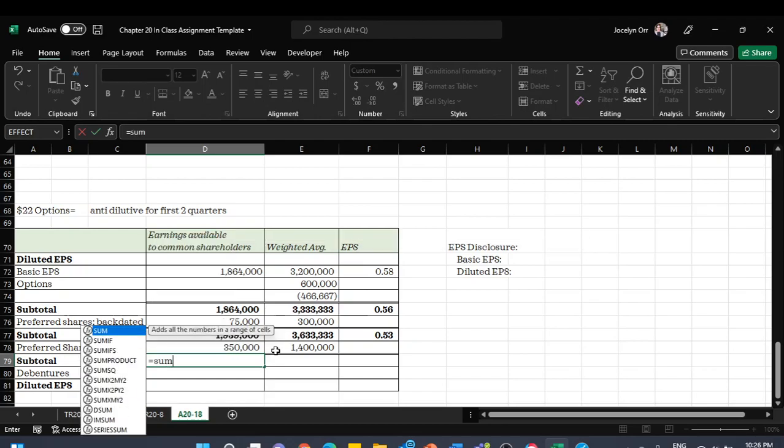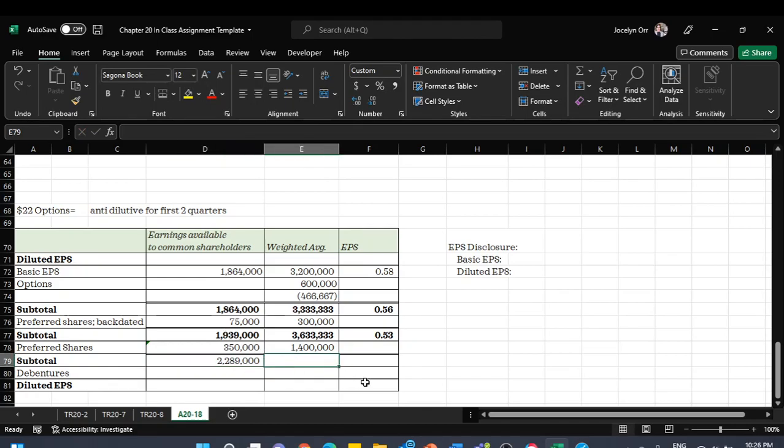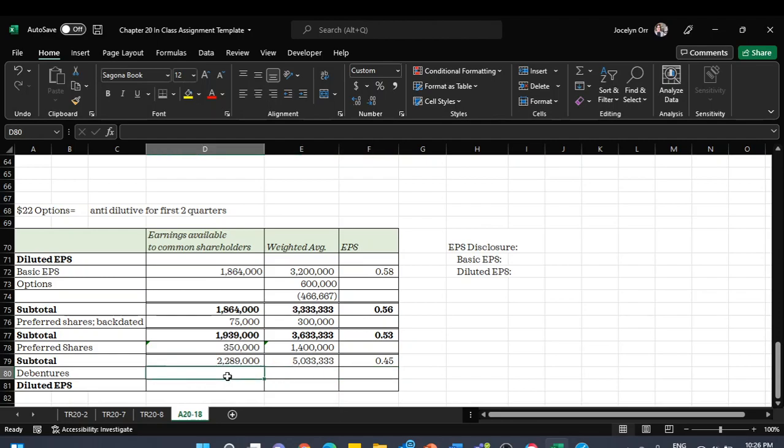So again, we look at the effect by adding the dividends that could have been avoided back to our net income and increasing the number of shares outstanding. Okay, we now have an EPS of 45 cents.